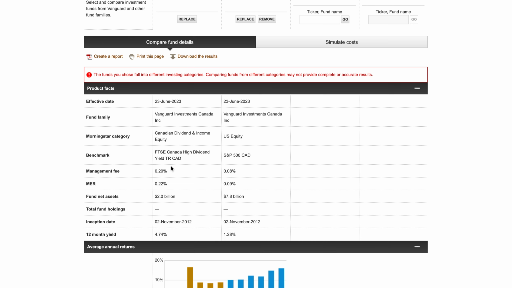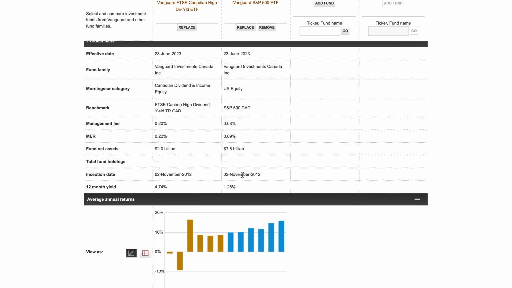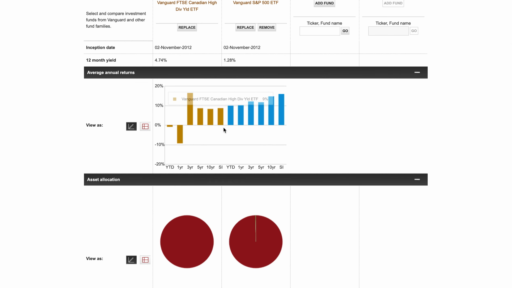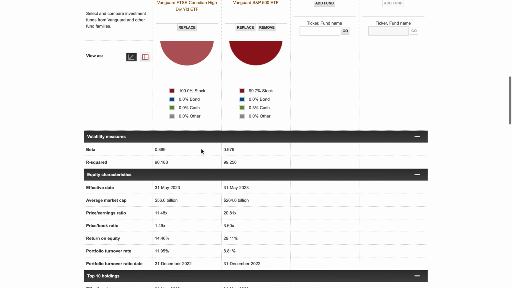So again, you can do this comparison. You can see the management fees, the assets, the inception dates, the dividend yields, and then the average annual income and the asset allocations. This is actually pretty cool. I didn't know that they did this. It's a lot cooler, and they should include this on the US side as well, but it's just stocks or bonds, so it's essentially the same thing.